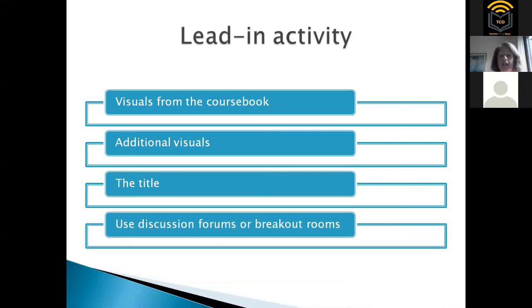And what you can actually do, because remember, pair and group work in the online classroom definitely have changed, but you still can have that. You can use breakout rooms or discussion forums. So for example, you just show them the title and then you send them to their breakout rooms and they are to think about the title and start guessing what the text will be all about.